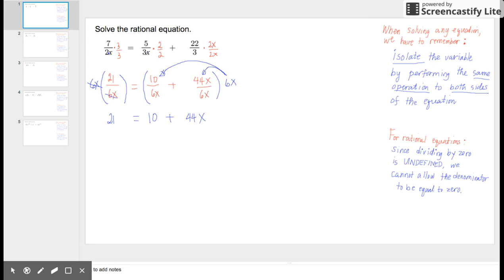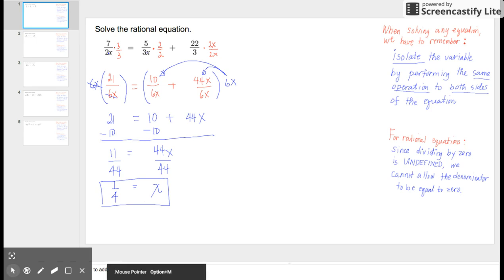We solve for x, so minus 10 from both sides. We'll have 11 is equal to 44x, and we divide by 44. Therefore, 1/4 is equal to x. All right. Now, the only thing left for us is to check if 1/4 will make any of our denominators equal to 0. Obviously, 2 times 1/4 is not 0, and 3 times 1/4 is not equal to 0. Therefore, 1/4 is a good solution to this equation.